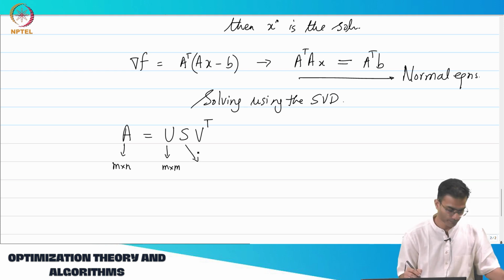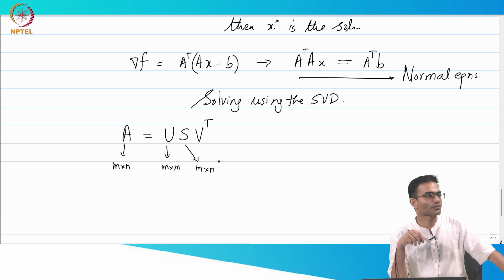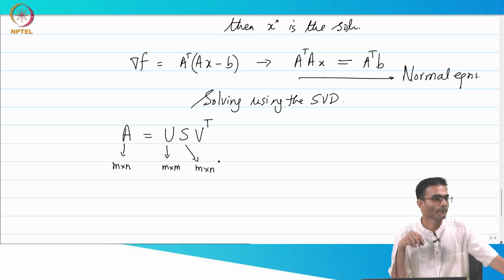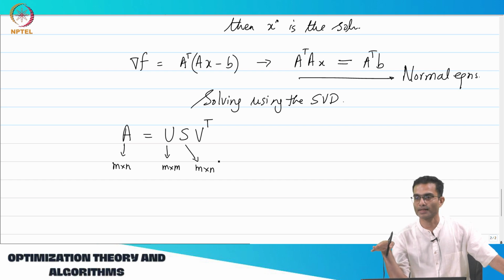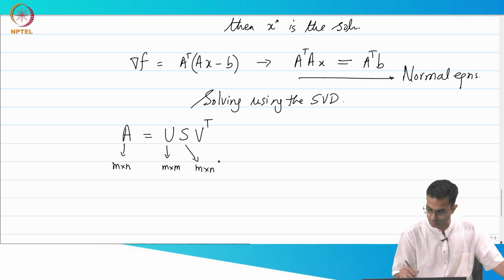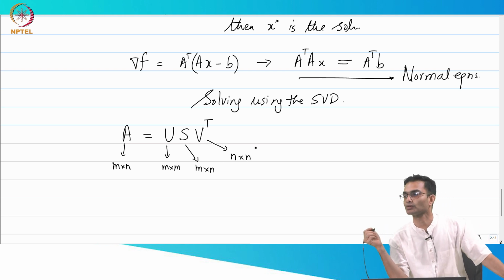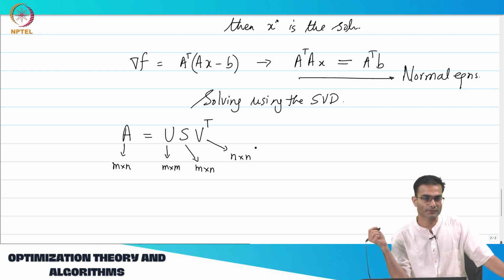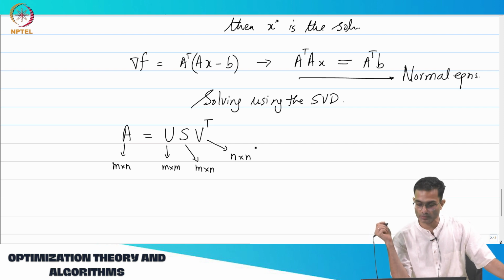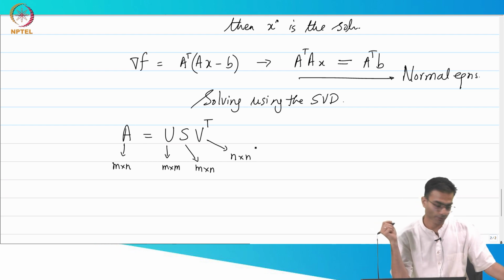What about S? S therefore is size m cross n, and what are its properties? Diagonal, it's a diagonal matrix. It need not be square, but it's a diagonal matrix, and the diagonal entries are the singular values. Similarly, V is n cross n, and V is also what? Orthogonal matrix. It's an n cross n orthogonal matrix. Therefore, we also have a nice basis for Rn.